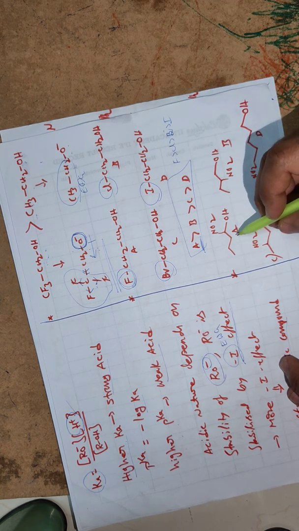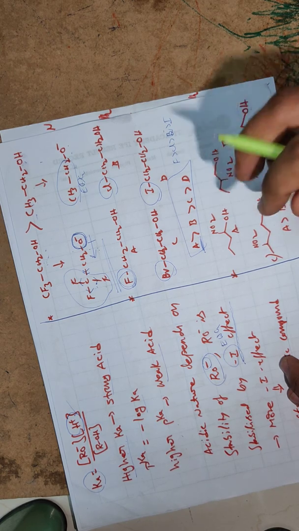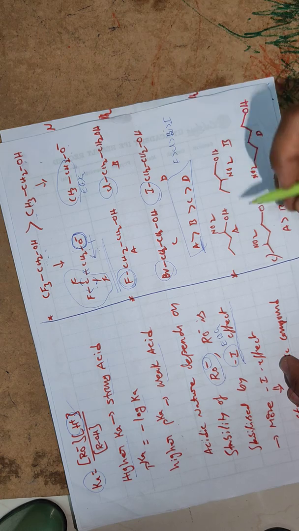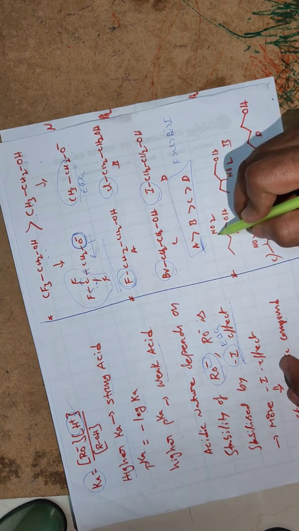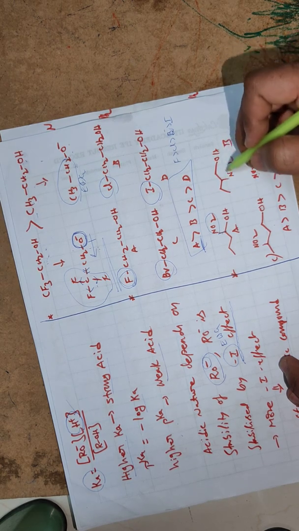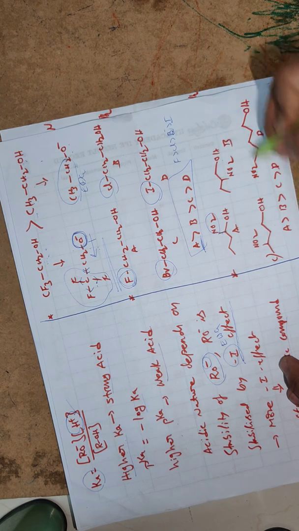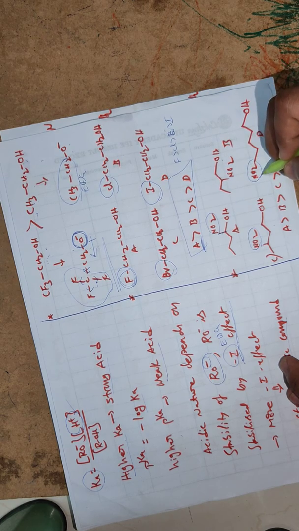Now coming to the next one. Here NO2, NO2, NO2, NO2. That means here the same minus I group, but the place of the minus I group is different. This minus I group is very close to the OH. The place of the NO2 group increases in distance from OH, from compound to compound. That means with increasing distance, the inductive effect decreases.